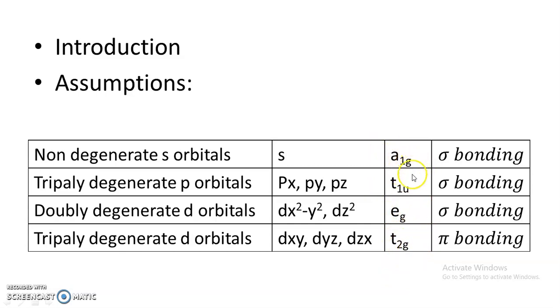When the A1g symbol is there, then you memorize that there is involvement of s orbital. When T1u comes, there is involvement of p orbitals; Eg, dx square minus y square and dz square; and T2g, dxy, dyz, dzx. So in the next video we are going to discuss the identification of central metal ion orbitals and their symmetry suitable for the formation of sigma bonds with ligand orbitals.